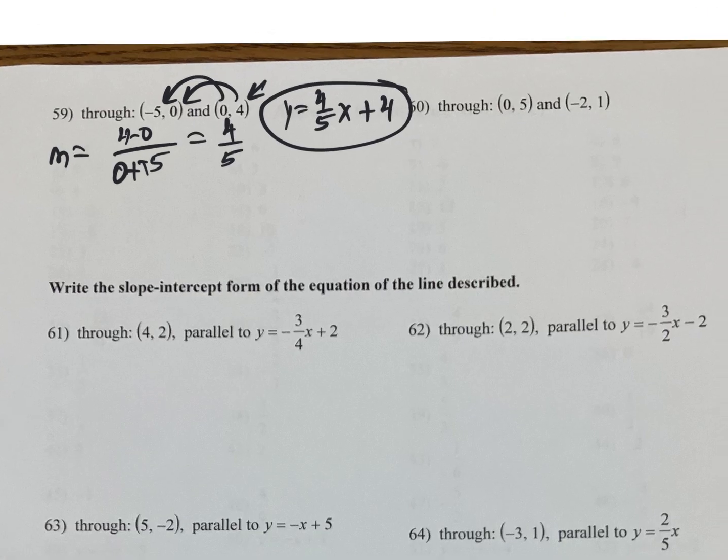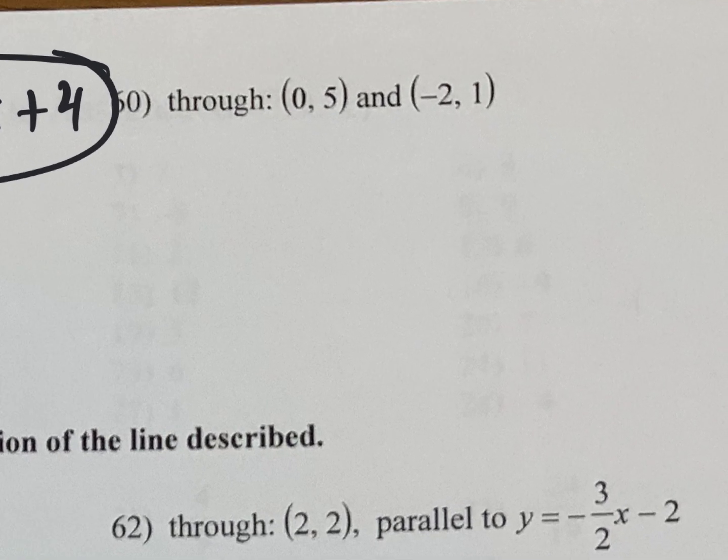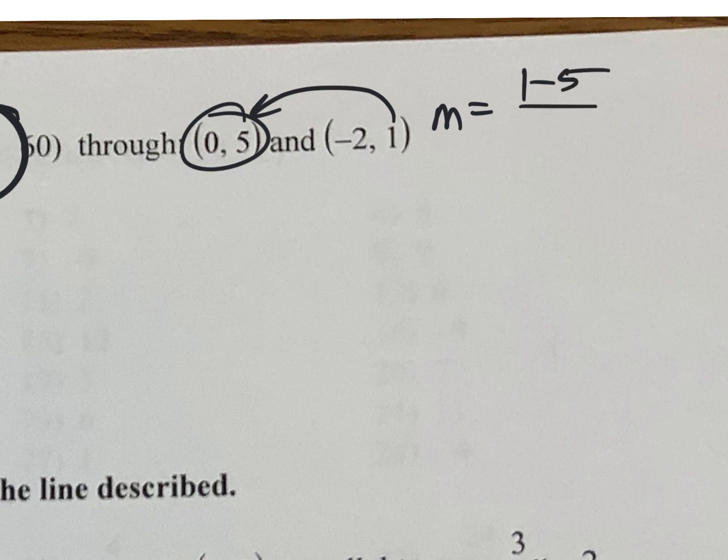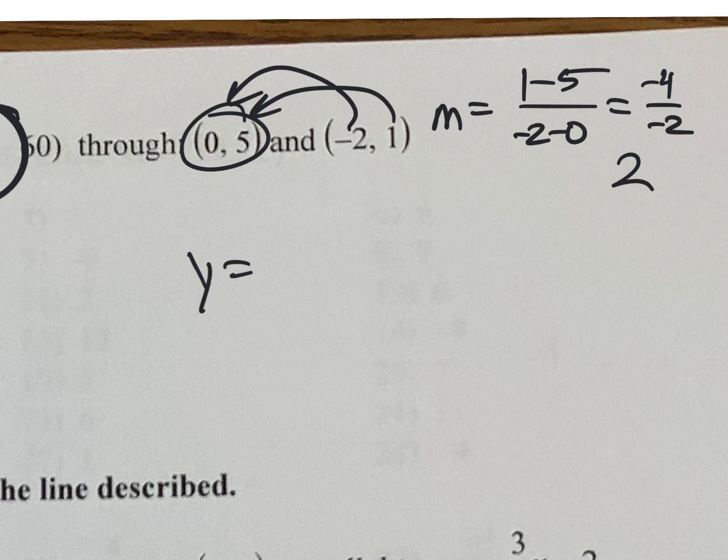All right, 60. Find the slope, or we do have the y-intercept again. They gave it to us, 0, 5. Find the slope, 1 minus 5 over negative 2 minus 0. Negative 4 over negative 2, which is positive 2. So y equals 2x plus 5. Again, if you wanted to substitute the numbers, you can. You'll get the same answer.